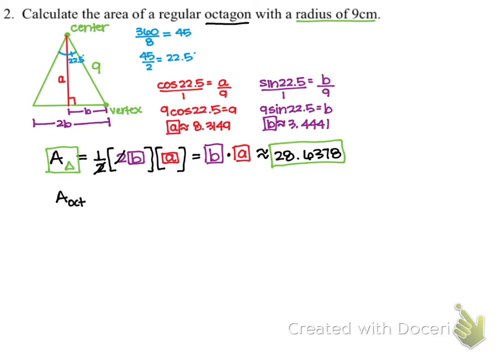So the area of the octagon. Okay, an octagon is 8. So that means that there are 8 of these green triangles. So that's going to give me approximately 229.1025, and I was given centimeters as units on this, so this is centimeters squared. Okay, there is our answer for the area of the octagon.